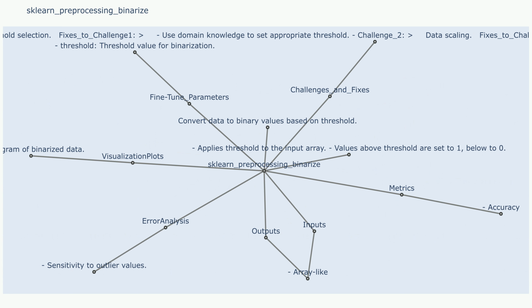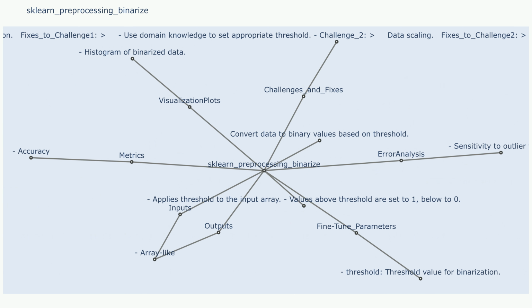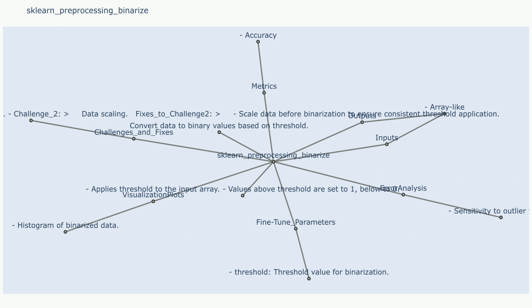Visualization plots. Feature distribution plot. This plot displays the distribution of values for each feature after binarization. It can help visualize the impact of binarization on the data. Confusion matrix. A confusion matrix visualizes the classification performance by showing the number of true positives, true negatives, false positives, and false negatives.